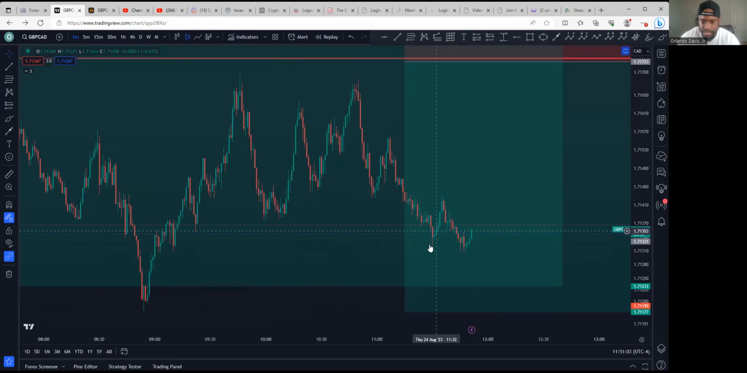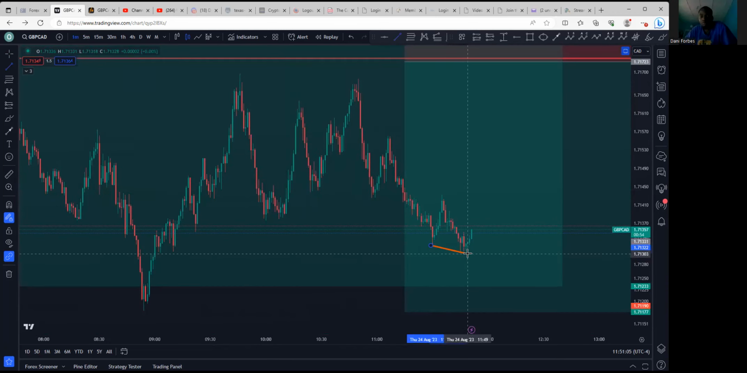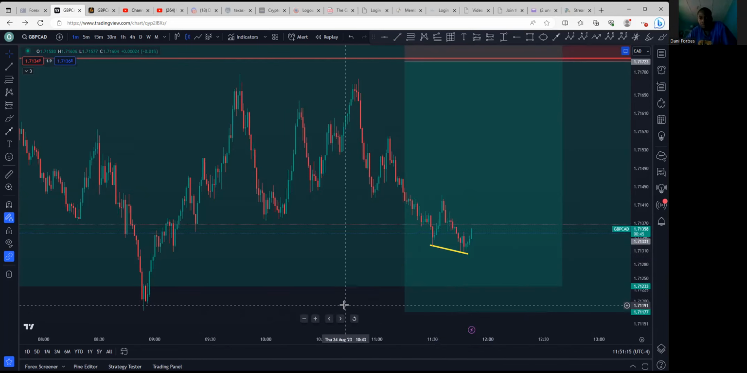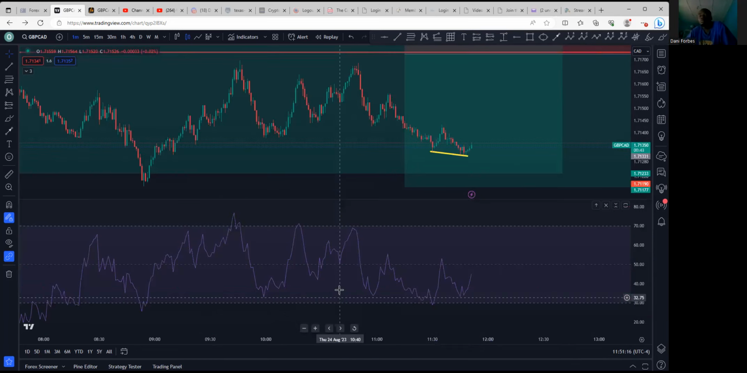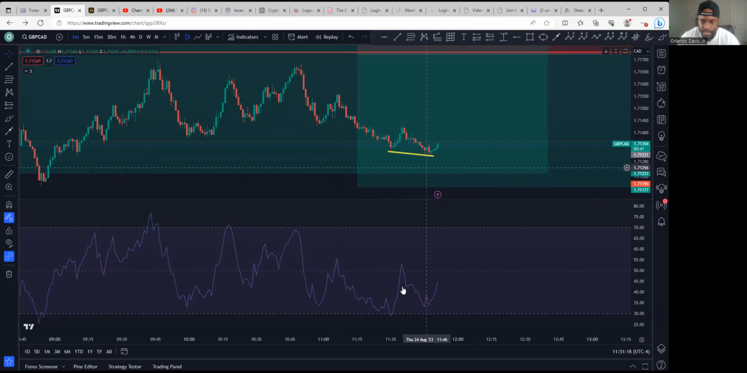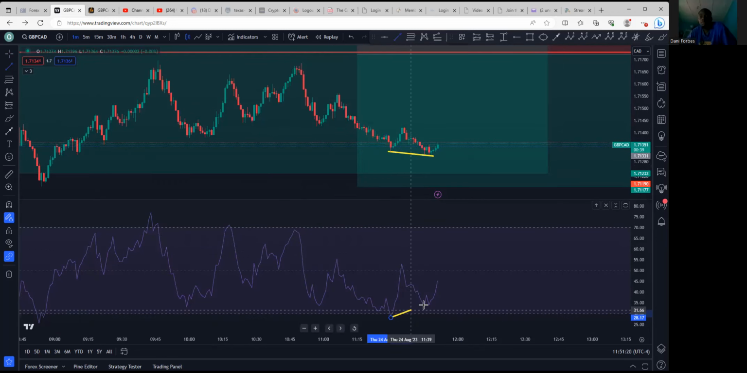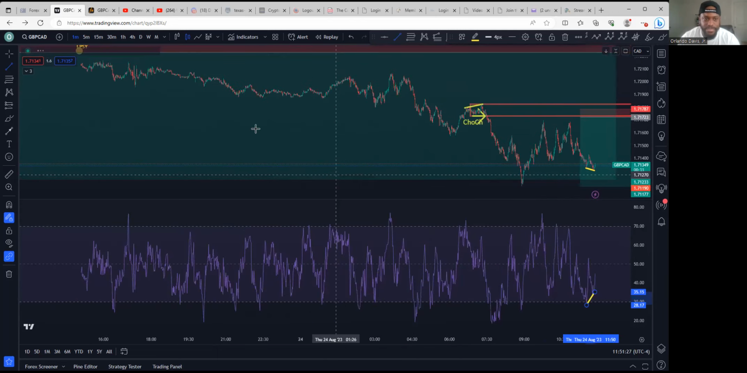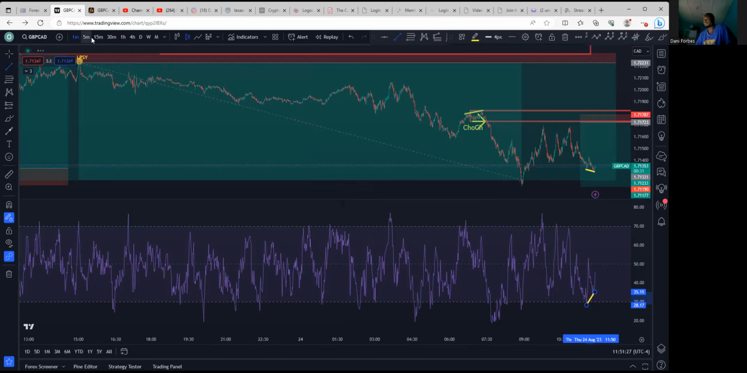Look at it. Look at this move. Watch this. 1 minute divergence. Look at it. I'm telling you, all you have to do is put it inside your mind and visualize.